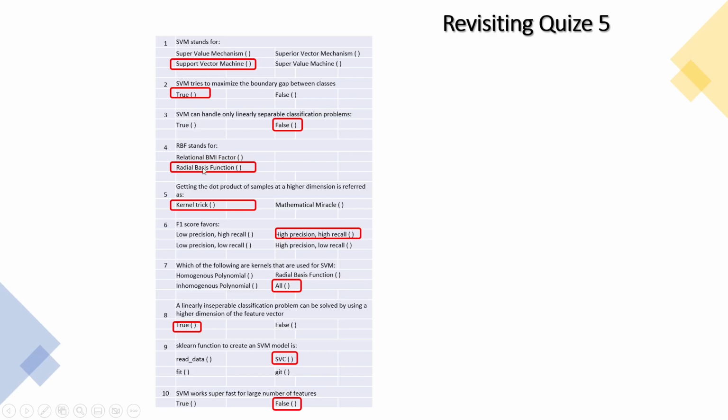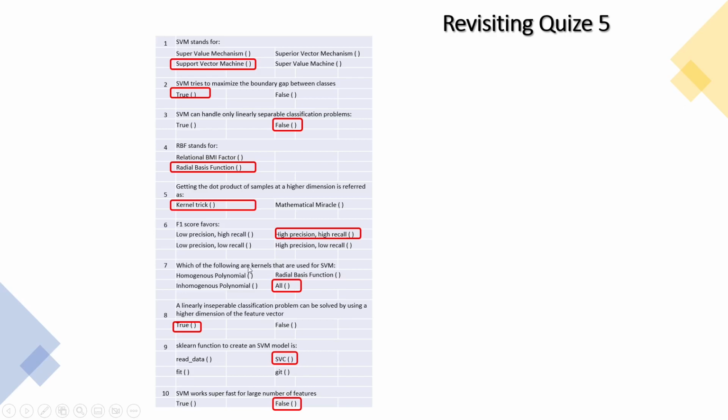RBF stands for radial basis function. Getting the dot product of samples at a higher dimension is referred to as the kernel trick. That's an important question. F1 score favors high precision and high recall. Remember, F1 score is the harmonic mean of precision and recall. So if you want to have a high F1 score, you need high precision as well as high recall.